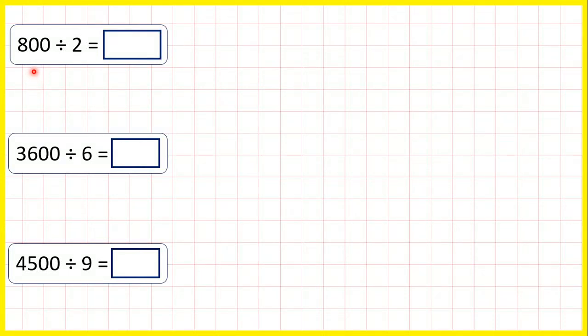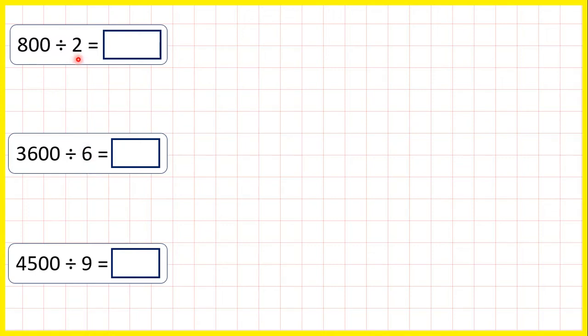Now for these questions, we're dividing a multiple of 100, so a number that ends in 2 zeros, by a single digit number. And if we ignore the zeros for a moment, we can see that 8 is in the 2 times table, 36 is in the 6 times table, and 45 is in the 9 times table. So for these questions, we don't need to use short division. Instead, we can use mental methods.